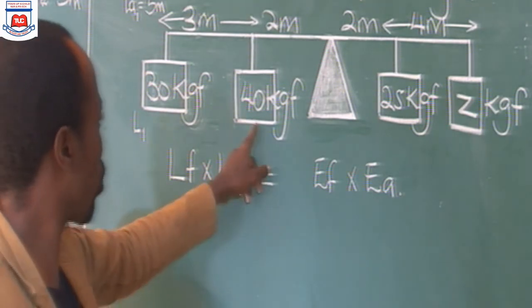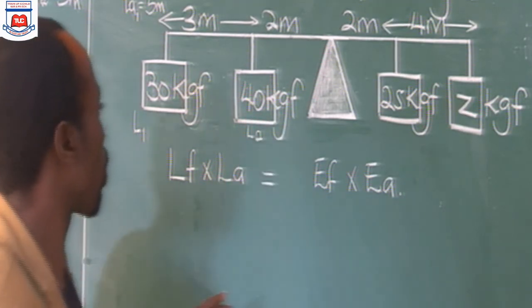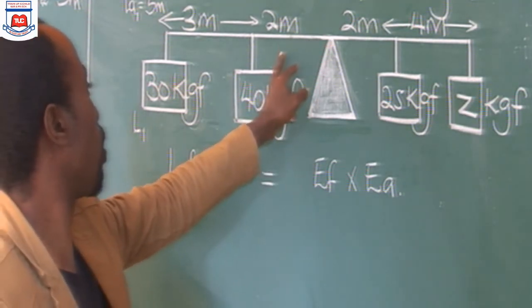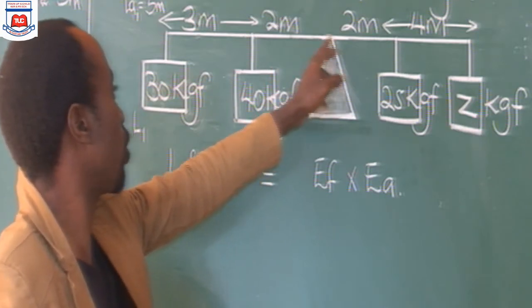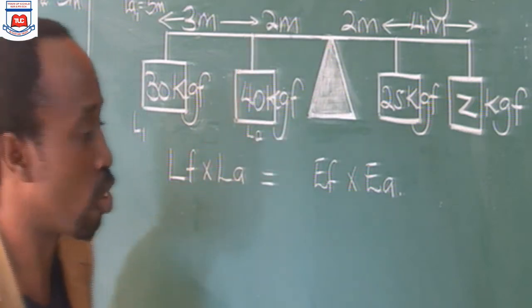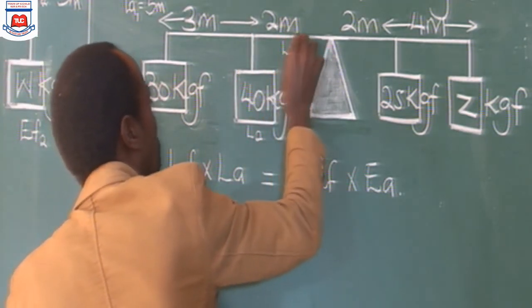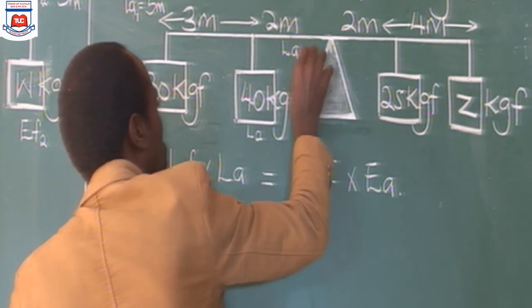All right, let's go to L2. Load force 2. What is the distance from the pivot? In this case, the distance is very easy. From the pivot, the distance is 2 meters. So we shall have 2 meters as our load arm 2.